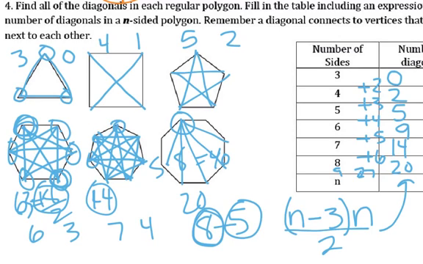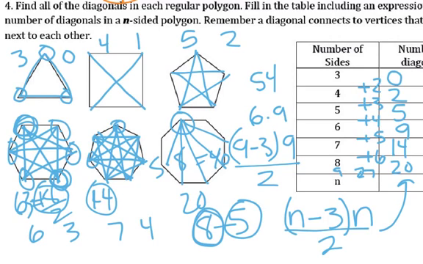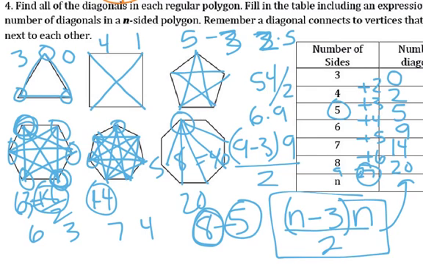So yeah, that's kind of crazy, isn't it? But let's check it with 9. 9 minus 3 times 9 over 2. 9 minus 3 is 6. 6 times 9 is 54. 54 divided by 2 is 27. Check it with number 5. 5 minus 3 is 2. 2 times 5 is 10. Cut in half is 5. Yep, there we go. That's your formula for it.